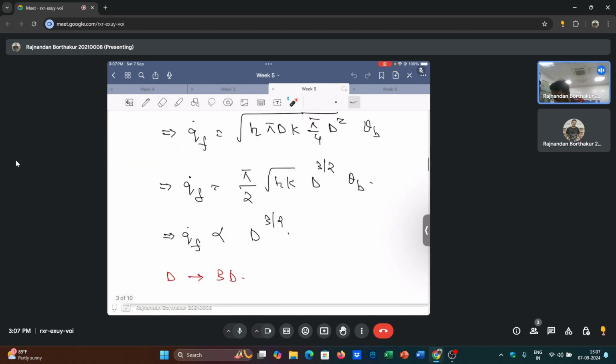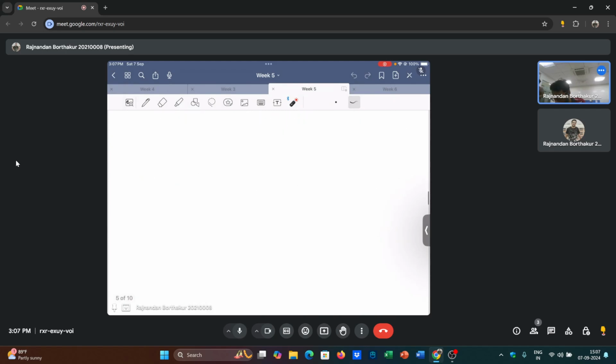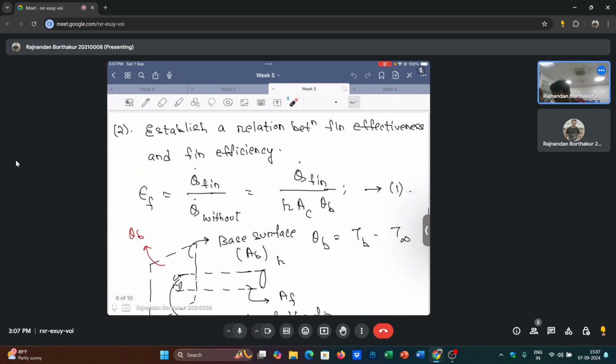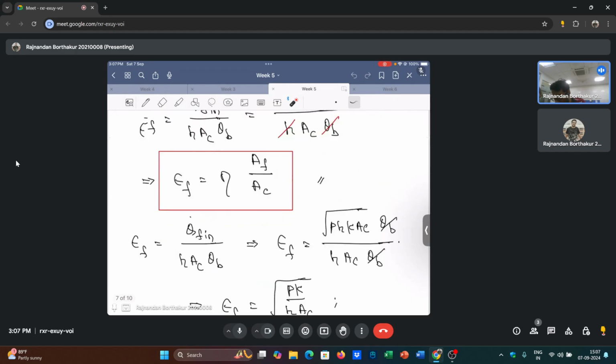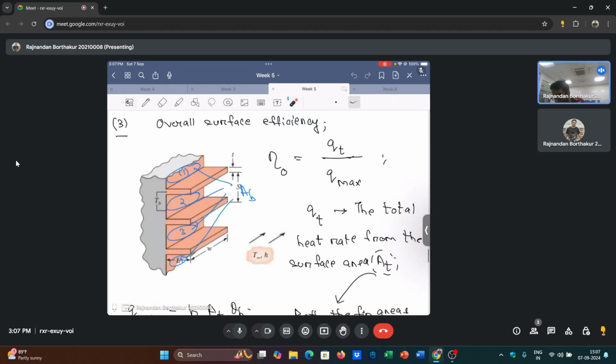Then we solved a couple of problems associated with fins. We also looked at something known as the overall fin efficiency. It is customary to determine the overall fin efficiency of a fin structure when we have a fin array instead of a single fin, which is more seen in practical applications like bike engines or fin structures in transformers and so on.